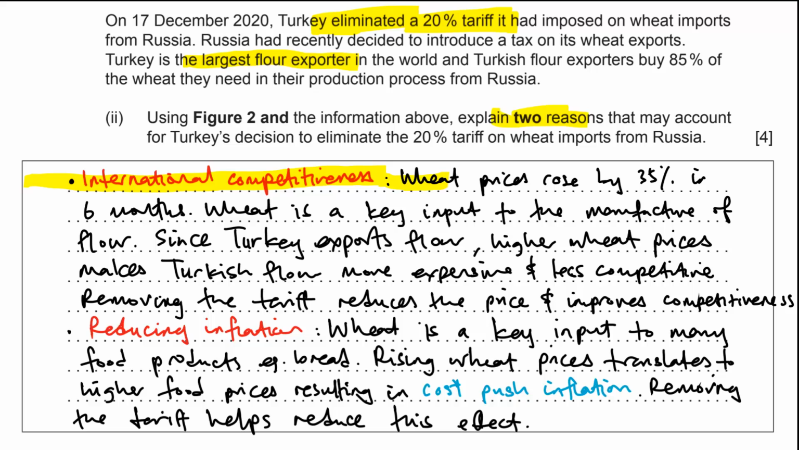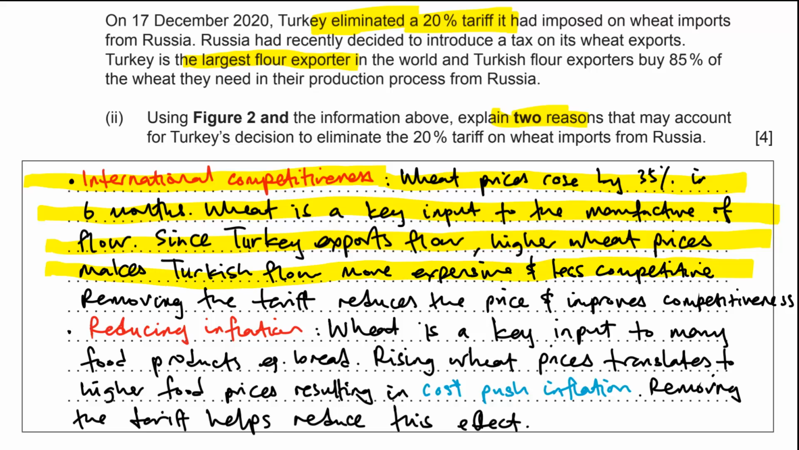So here I'd say something like wheat prices rose by 35% in 6 months. Wheat is a key input to the manufacture of flour. Since Turkey exports flour, higher wheat prices make Turkish flour more expensive and less competitive. Therefore, removing the tariff reduces the price and improves competitiveness, right? So this is one reason why the government might want to remove that tariff, is to help the Turkish flour manufacturers compete more aggressively in world markets. So that's the first reason.